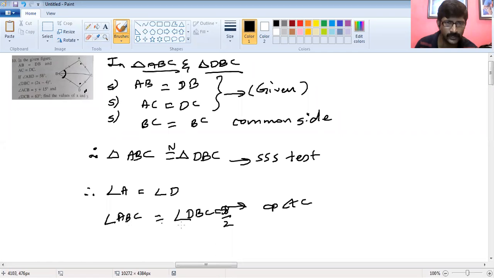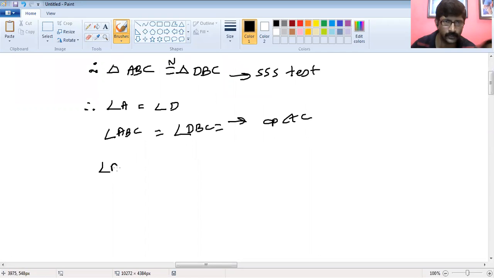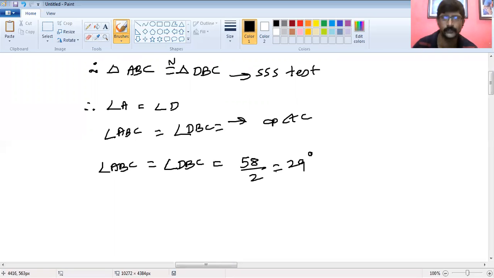We already said angle ABC is equal to angle DBC, and this full angle ABD is given as 58, so angle ABC plus angle DBC, whereas they both are equal, will become 58 upon 2. One second, I'll just erase this part so that you'll understand. So this will become 58 upon 2. Why will this become 58 upon 2? I'll just write in the next line. So angle ABC is equal to angle DBC, and both add up to 58. So upon 2, and both these are equal. So that's why each would be 29 degrees, isn't it?